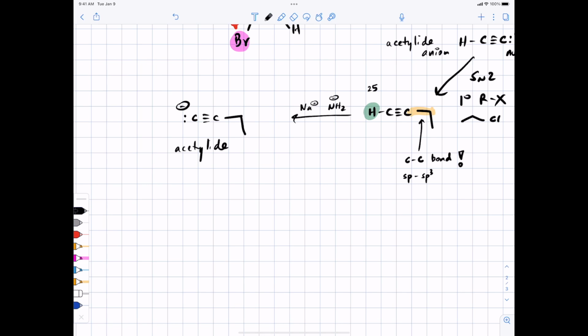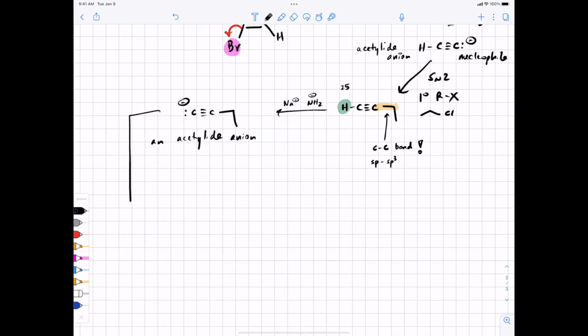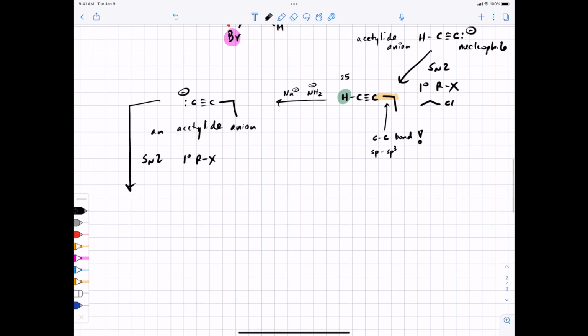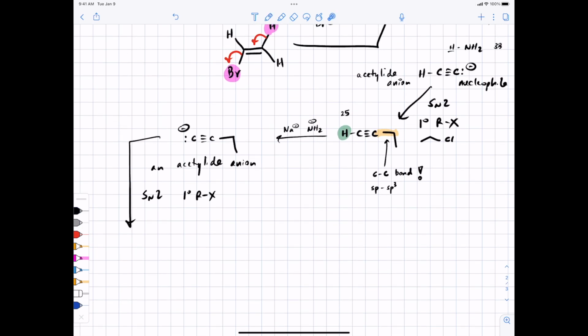Acetylide we're using as a term for a class of molecules that have a negative charge on an sp hybridized carbon that's involved in a triple bond. So we would say this is an example of an acetylide anion. You can now do another SN2 reaction using another primary alkyl halide. In general, we want to avoid secondary alkyl halides because of the potential for competing elimination reactions when you're using a nucleophile that's also a strong base. And certainly this would qualify based on the pKa criteria that we talked about.